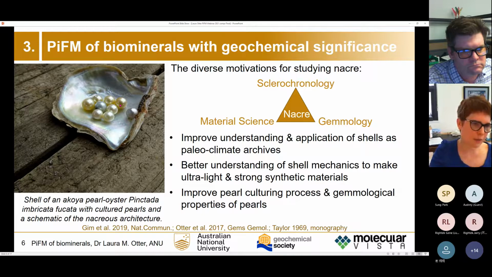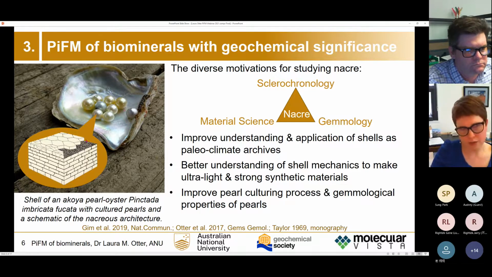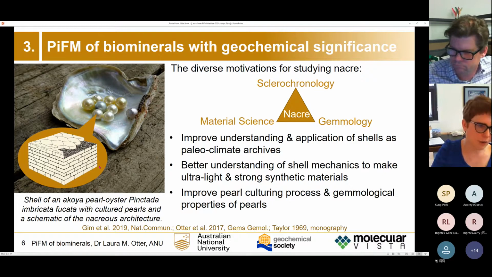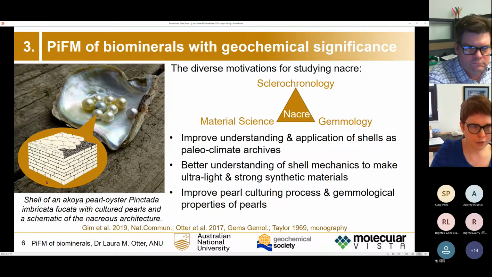And let's have a look at how this architecture looks. So this consists of polygonal tablets made of calcium carbonate, that are sort of situated between layers of organic phases. And in a cross section, this looks like a brick wall, which is why this is also called the brick and mortar architecture.